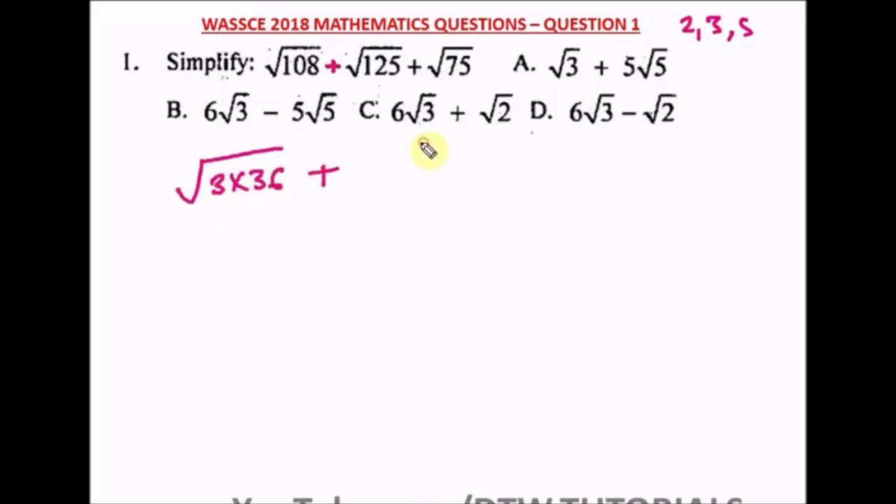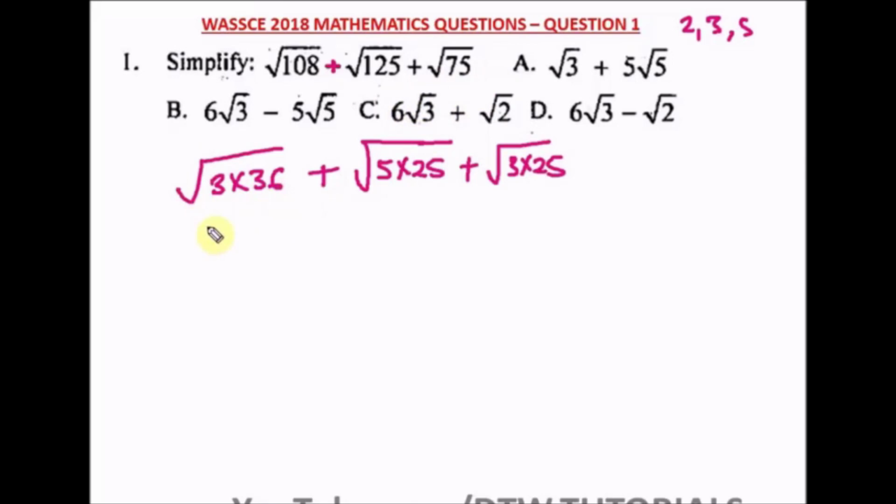Plus the square root of 125. Definitely we have to use a 5 here. 125 divided by 5 will give us 25, and you can get the square root of 25, right? So we have 5 times 25, which gives us 125. Plus 75. Let's try a 3. 75 divided by 3, we're going to get 25, and definitely we can get the square root of 25, which is 5. So we have here 3 times 25, which will give us 75.